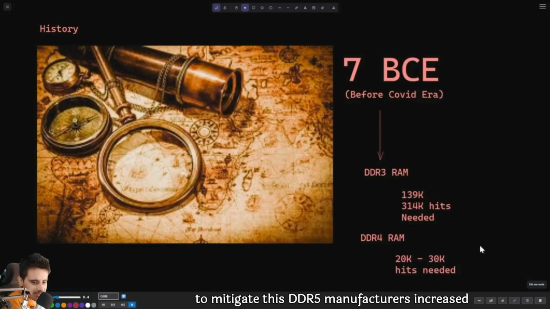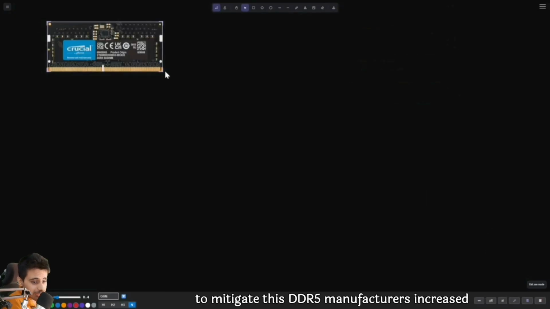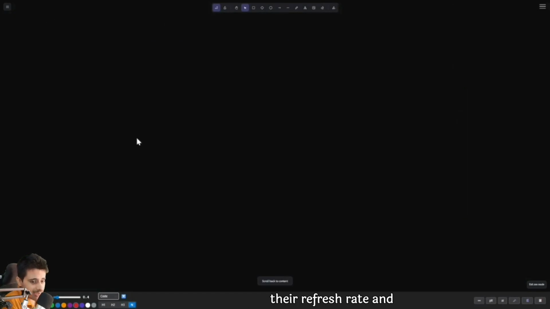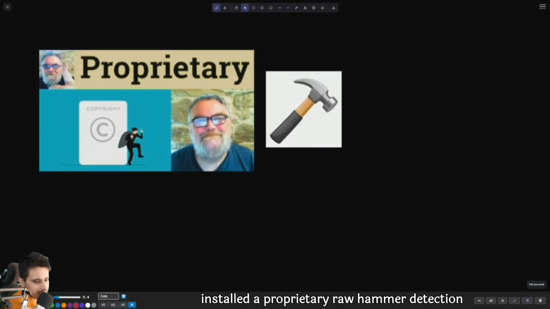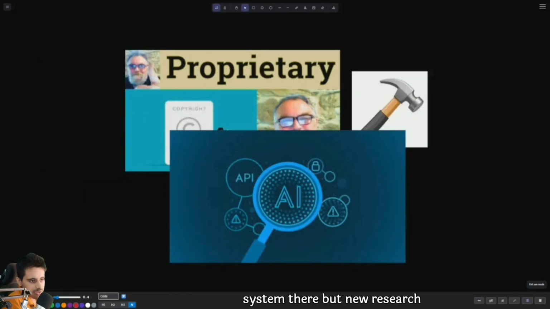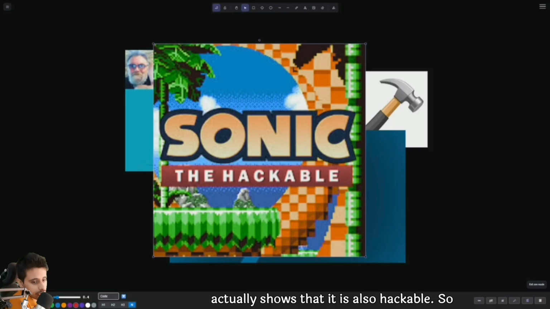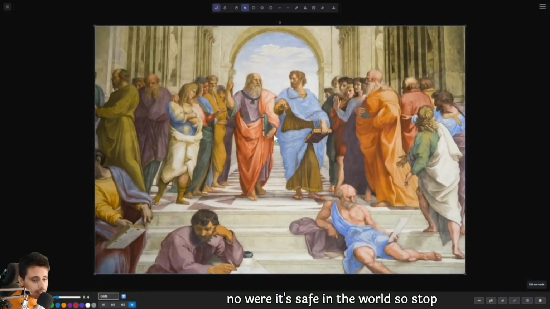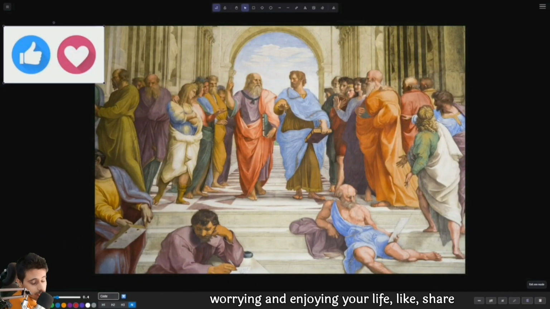In order to mitigate this, DDR5 manufacturers increased their refresh rate and installed a proprietary Rowhammer detection system, but new research actually shows that it is also hackable. So no one is safe in the world, so stop worrying and enjoy your life.